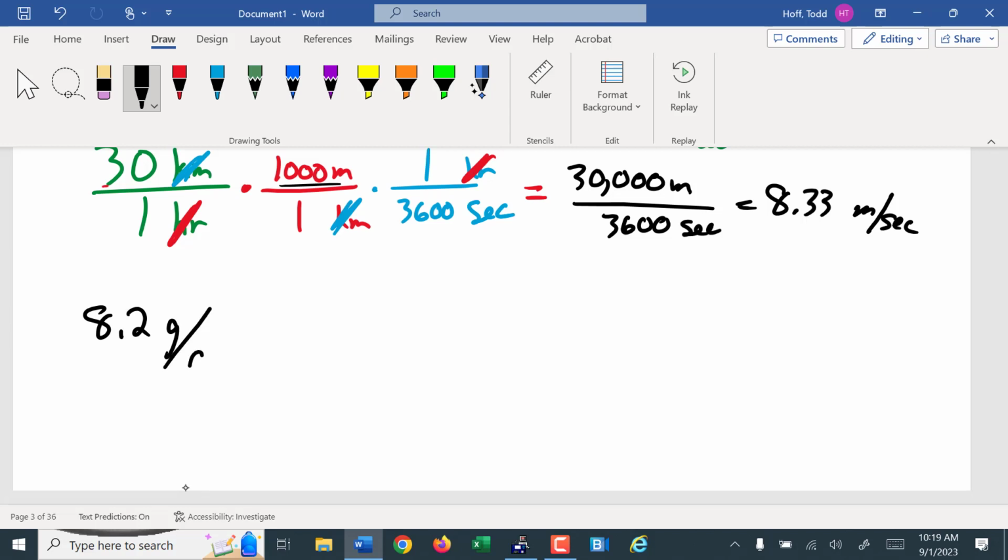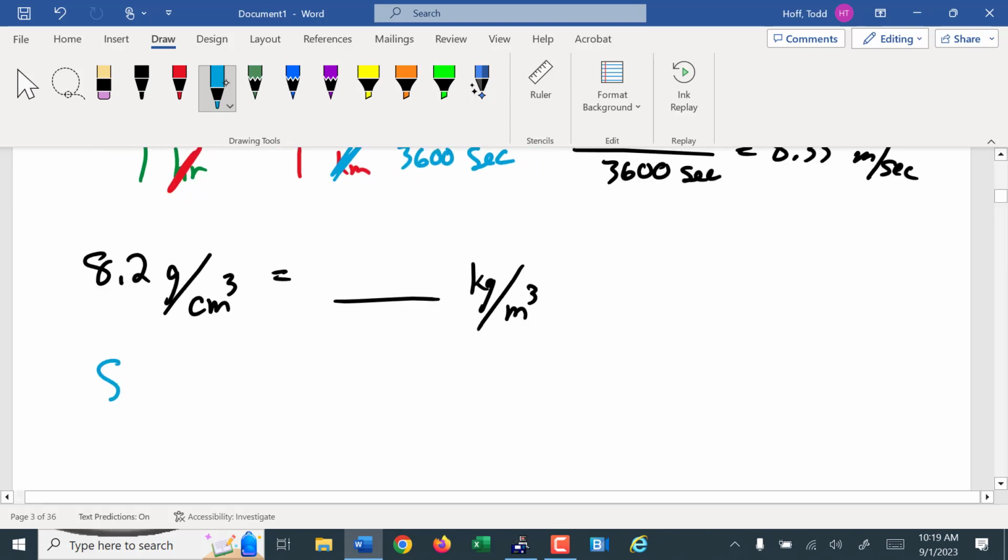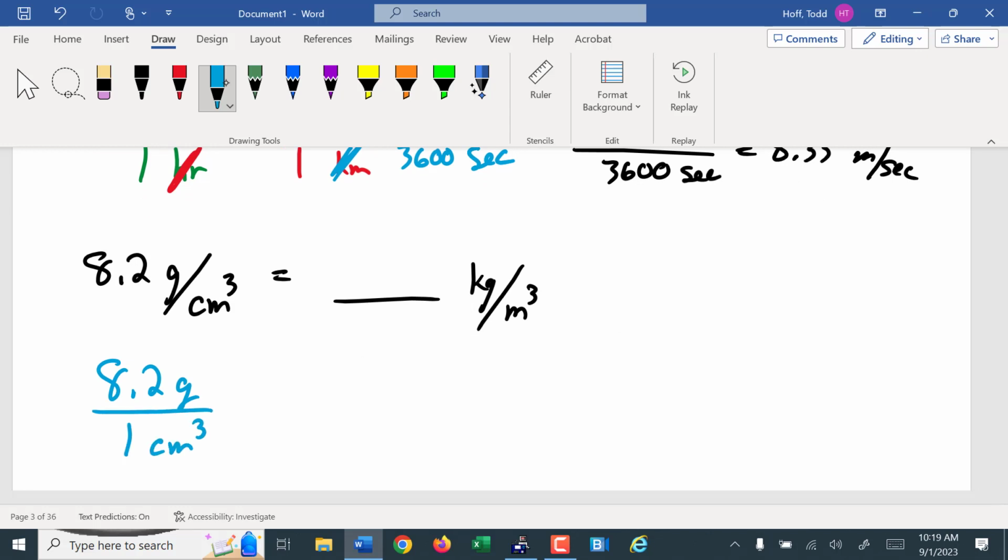8.2 grams per cubic centimeter going into kilograms per cubic meter. So again, 8.2 grams per cubic centimeter is going to be 8.2 grams over 1 cubic centimeter. We need to come up with conversion factors to convert these. And we could look at our chart.